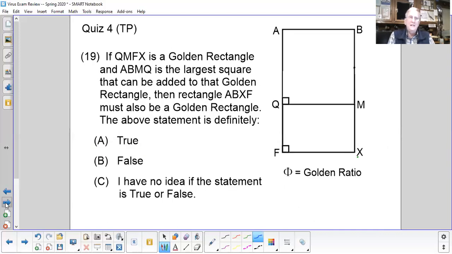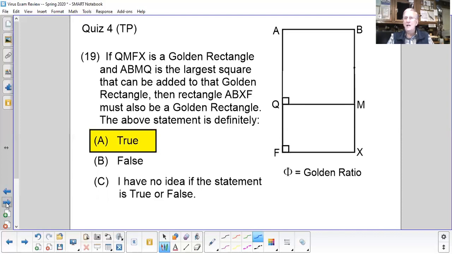Okay, 19. If QFXM is a golden rectangle, now that is the small rectangle on the bottom, and you add that large square ABMQ to it, then is the great big rectangle formed, ABXF, also a golden rectangle? Is that statement true? Well, you know, we proved in class most certainly that that is true. So it is a true statement.